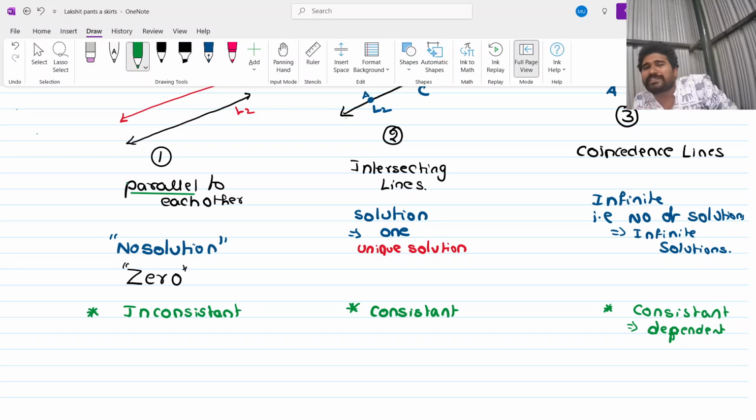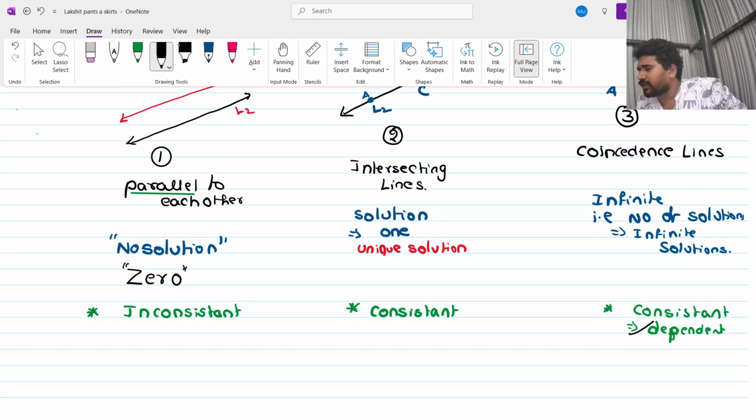See, consistent or consistence, don't get confused. If consistence is there, then you have to tick that only for coincident lines. If the lines are coincident, and they ask about consistency, what you have to tick: if in options only consistent is there, you will tick that. But if in options consistent is there and dependent consistent is there, then we have to opt for dependent consistent. Is that clear for everybody?